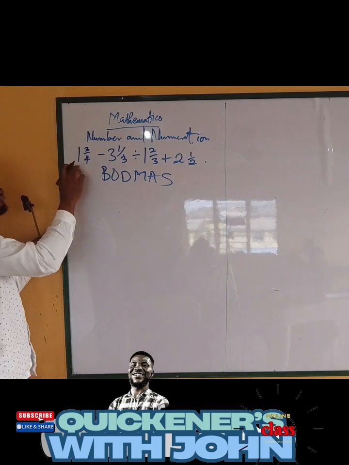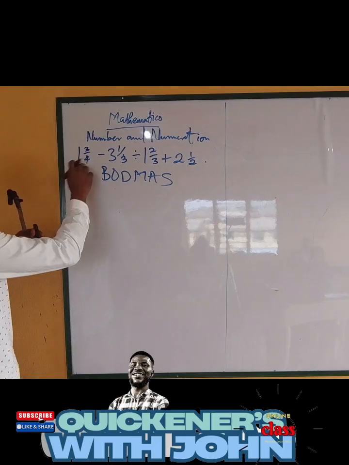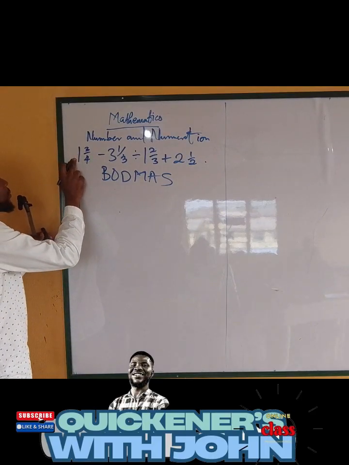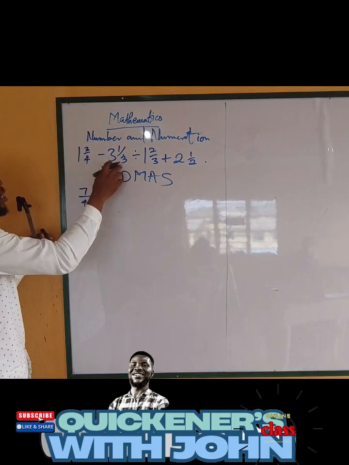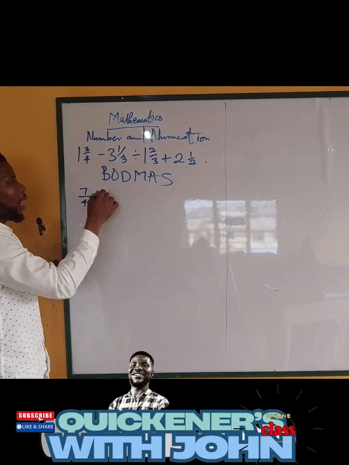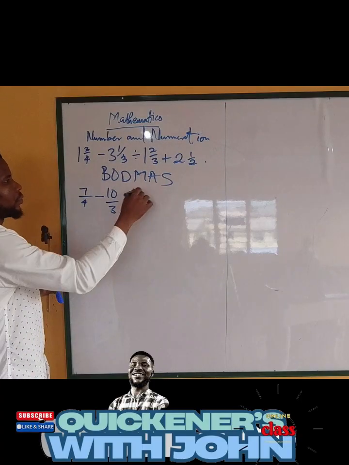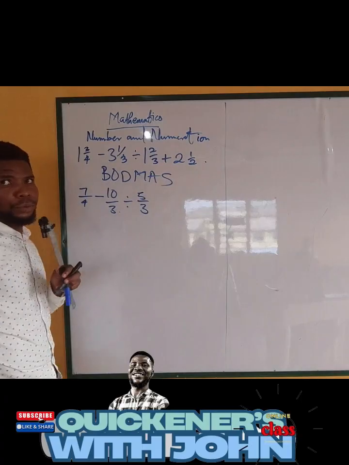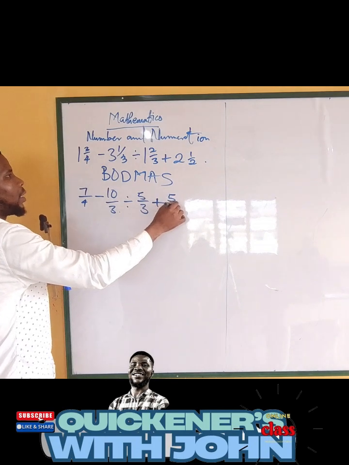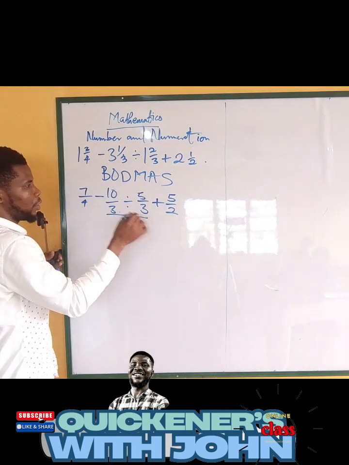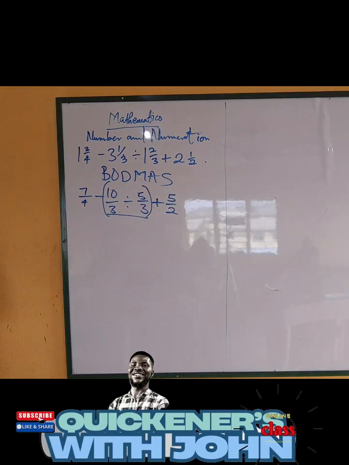So the first thing is to put all these numbers in a more simple term. In a more what? Simple term. The simple term of this number is what? 4 times 1 plus 3. So that will be 7 over 4 minus 3 times 3 plus 1 divided by 3 times 1 plus 2. 2 times 2 plus 1, 5 over 2. So this is the first operation. So you can put bracket there. If that is the first operation, you can put bracket.